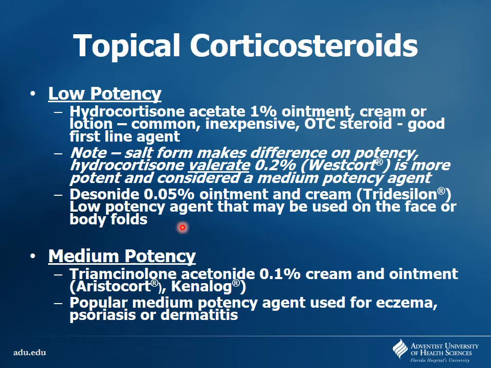Now, as far as medium potency goes, triamcinolone acetonide is going to be one of your go-tos here. This is either Aristocort or Kenalog. It's a very popular one. You see it used more for psoriasis, eczema, those conditions with a little bit stronger inflammation going on than in some of the cases you may use just low potency hydrocortisone for.